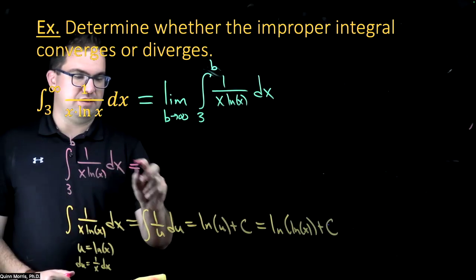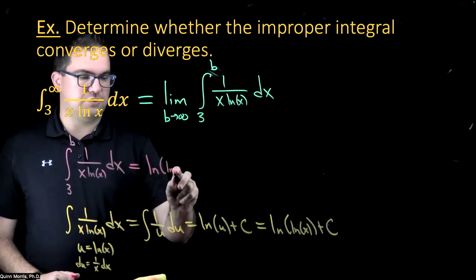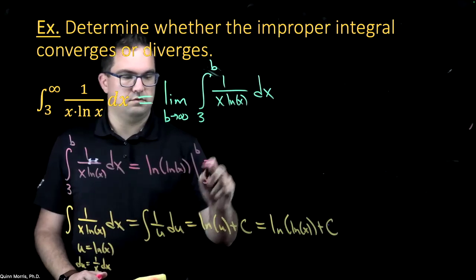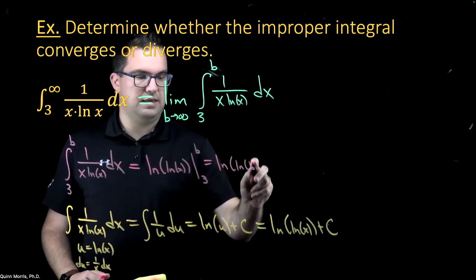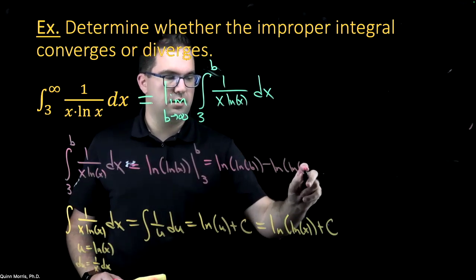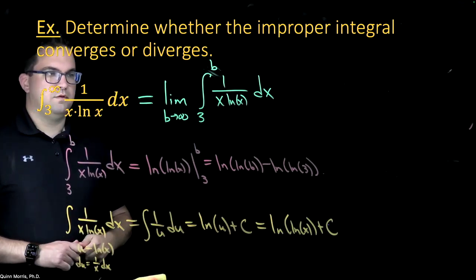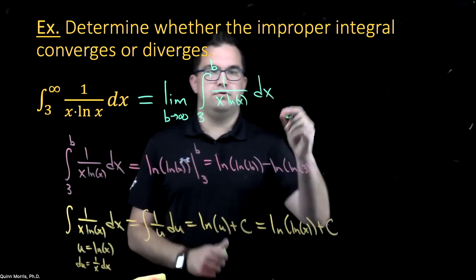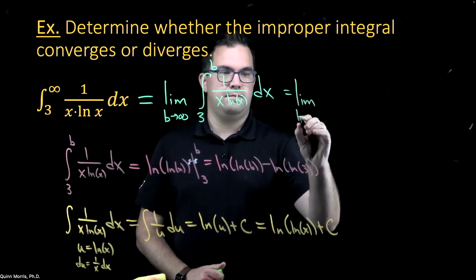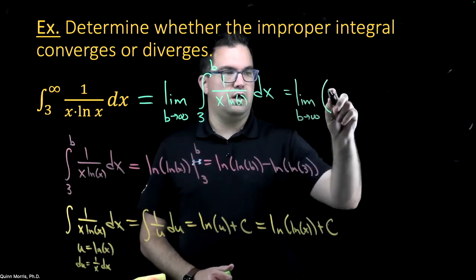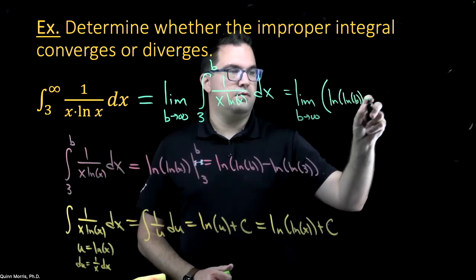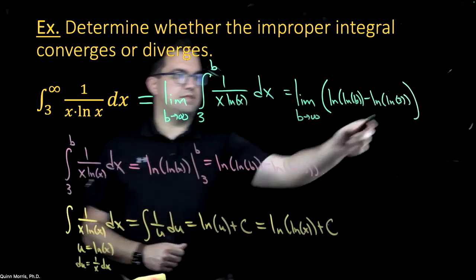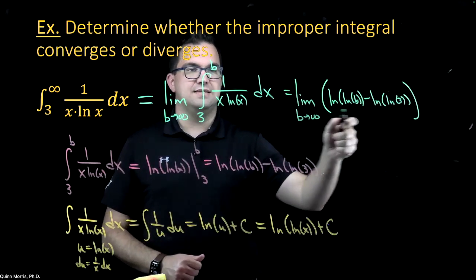And now in order to compute this definite integral, this will be natural log of x evaluated at b and 3 and take a difference. So this will be natural log of b minus natural log of 3. Now, this is the value of the integral from 3 to b. Now I need to plug that back into my original formulation up here. I need to know what's the limit as b goes to infinity of natural log of b minus natural log of 3. Now, this is a constant as far as b is concerned.